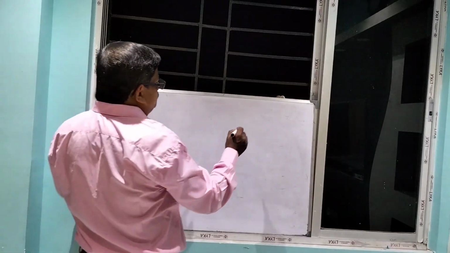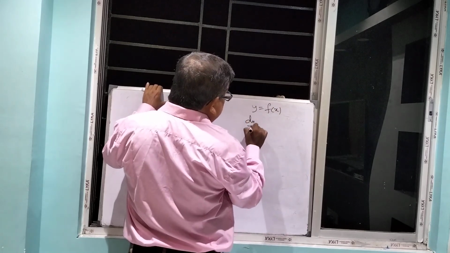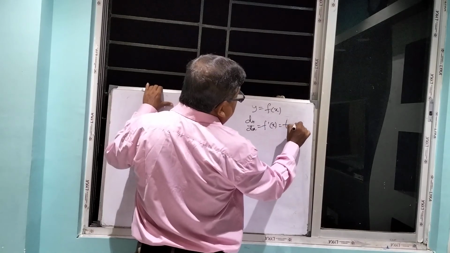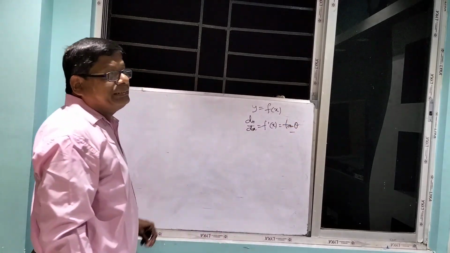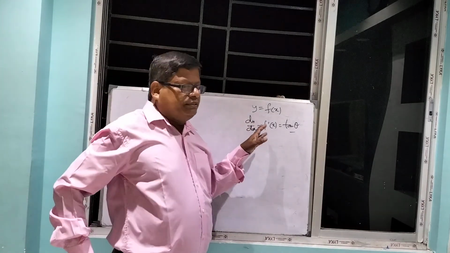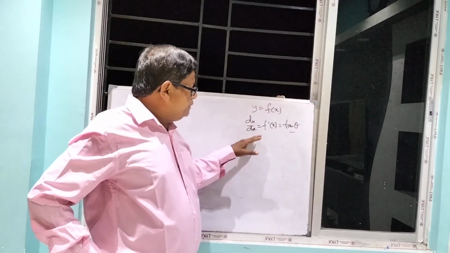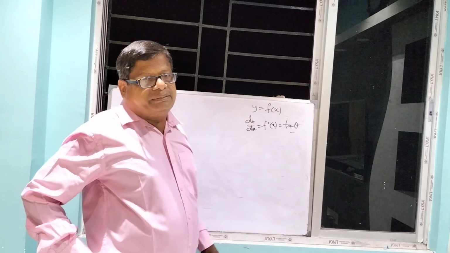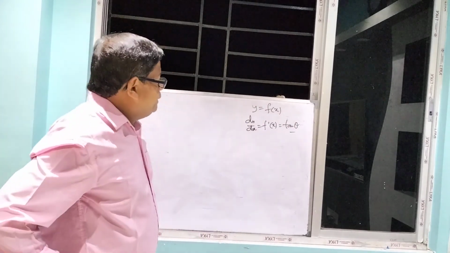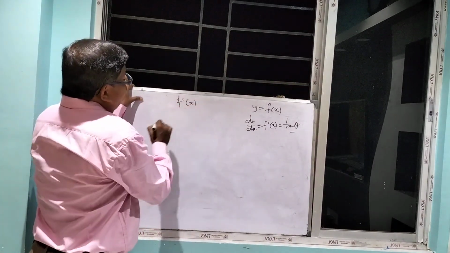So y equal to f of x function. So dy/dx, f dash x, represents tan theta. That is tan psi or tan theta, you can apply either, no problem. The derivative of a function at that point represents tan theta, that is, the gradient of the tangent line.